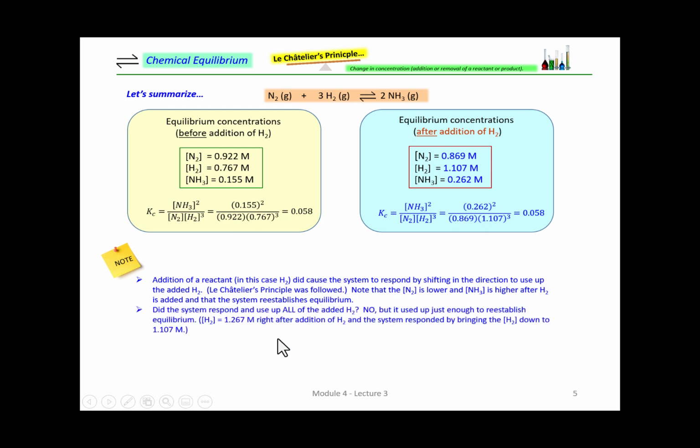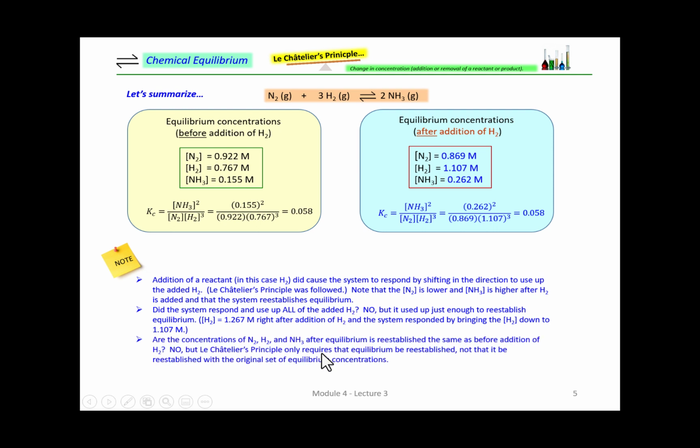Now, did the system respond and use up all of the added hydrogen? No. Remember, the hydrogen concentration suddenly jumped to 1.267, or 1.2 something. And when the system responded and reestablished equilibrium, it brought the hydrogen concentration back down from 1.2 something to 1.107. So no, it didn't use up all of the added hydrogen, but the system did respond and use some of it up and reestablished a new equilibrium.